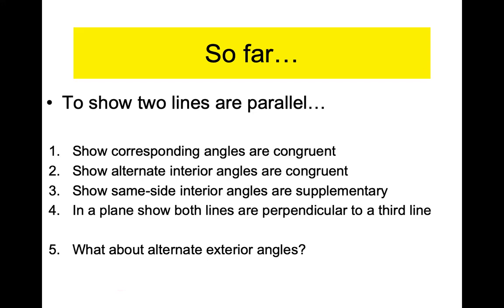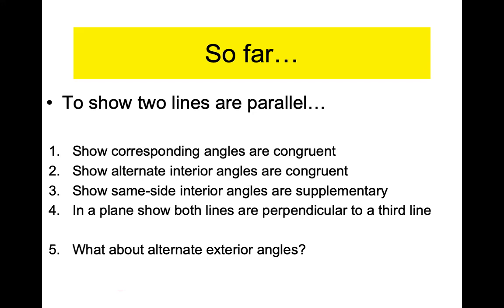The book talks about it briefly, and it says something to the effect of, oh, and you can also prove that alternate exterior angles are congruent. But it doesn't show you the proof. I just showed you the proof. So what about alternate exterior angles? Yep. 2 parallel lines are cut by a transversal. They are congruent. And the converse is true as well. If you want to show that 2 lines are parallel, show me that alternate exterior angles are congruent. So now we have 5 statements.